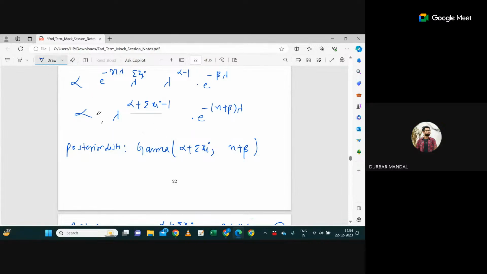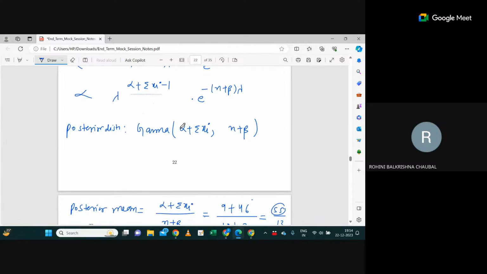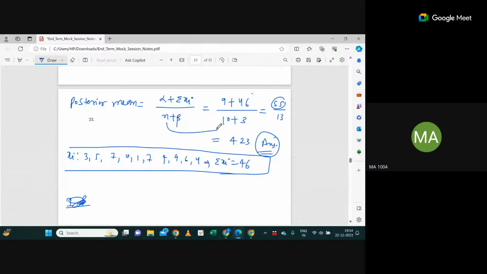Sir, can you repeat the hint? N is 10, no? Yeah, n is 10. So here, if you see, I have substituted the value of n as 10, summation of xi is 46, alpha as 9, beta as 3. Understood? Yes.